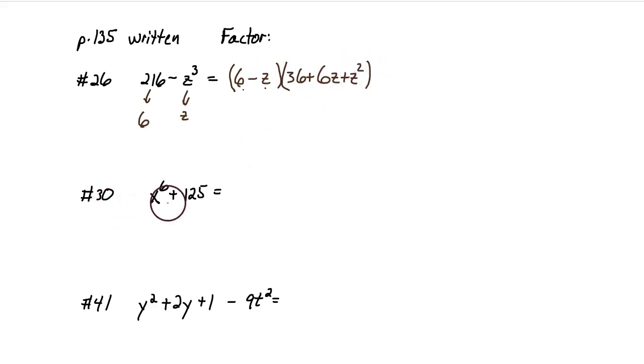Number 30. This is a binomial. Is it a difference? No minus sign. Is it a sum of cubes? Can you take the cube root of x to the 6th and get a nice answer? You can. You get x squared. And the cube root of 125 is 5. So let's put our parentheses and then fill them in.